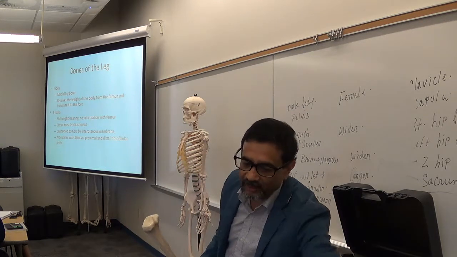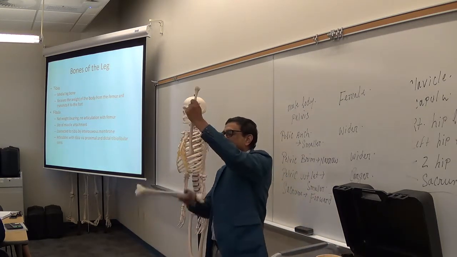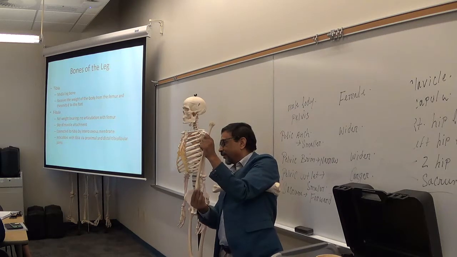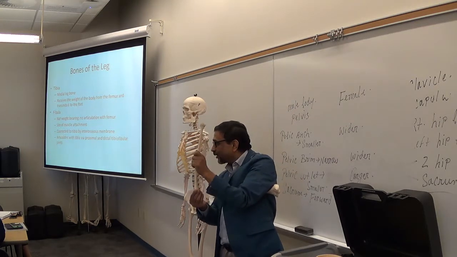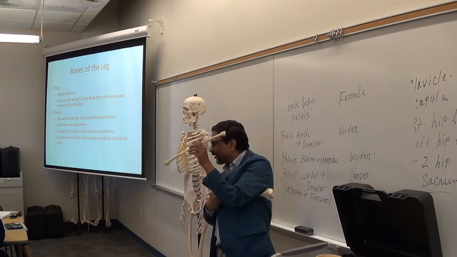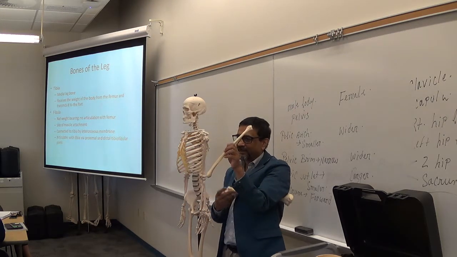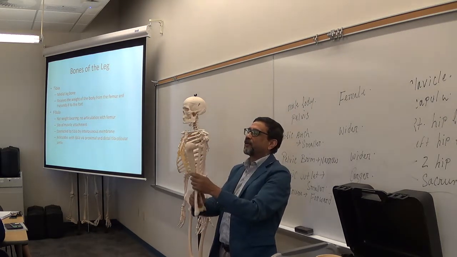You also have a malleolus in the fibula. This one. So this is called what? Lateral malleolus, because this is the lateral bone. Make sense?